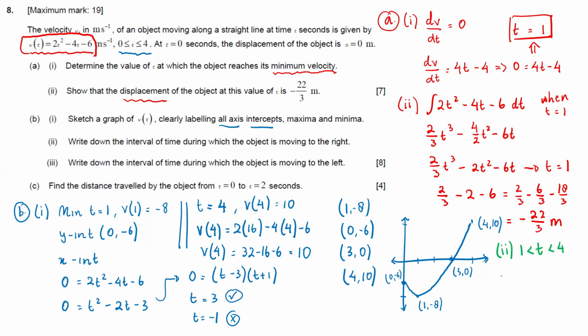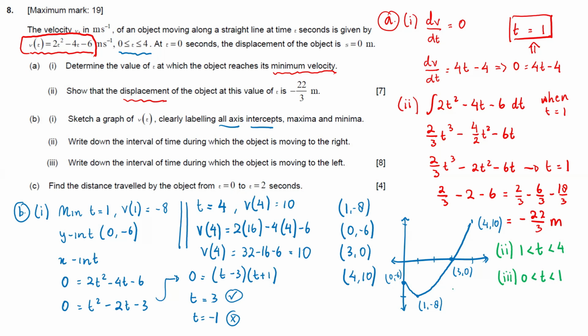And then the interval of time during which the object is moving to the left is when the time is between 0 and 1. So the time is less than 1 but bigger than 0. Okay, all right, that's a simple one.